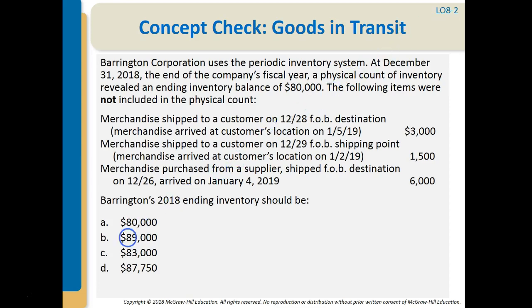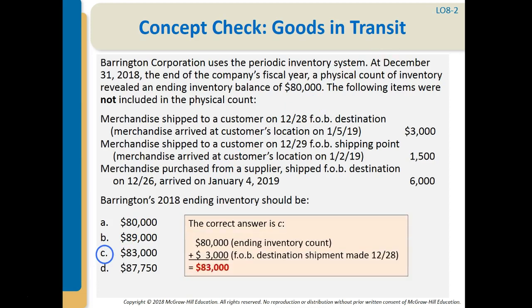Well, we know the $80,000 is the count, plus the $3,000 in goods that were going to arrive FOB destination. That would need to be included in their ending inventory, because the transfer of title will not occur until they are received at the customer's location on January 5th.